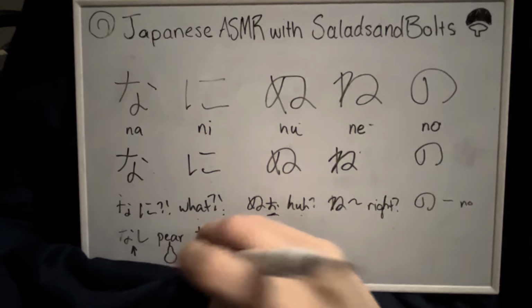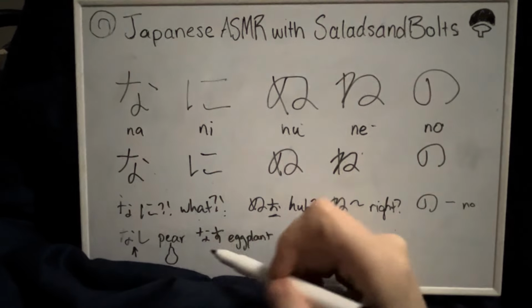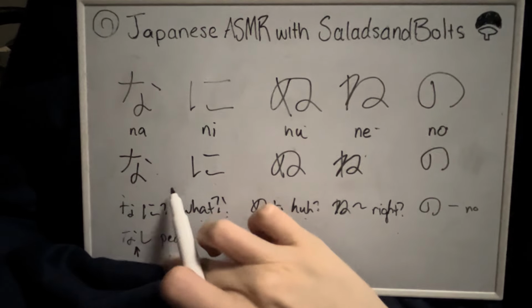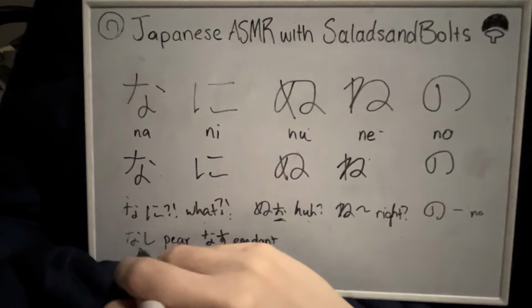You can get them from the konbini, convenience store, when they're in season. So get that. Get a pear while you're in Japan. All Japanese fruit is really good in general, but like nashi is really good.